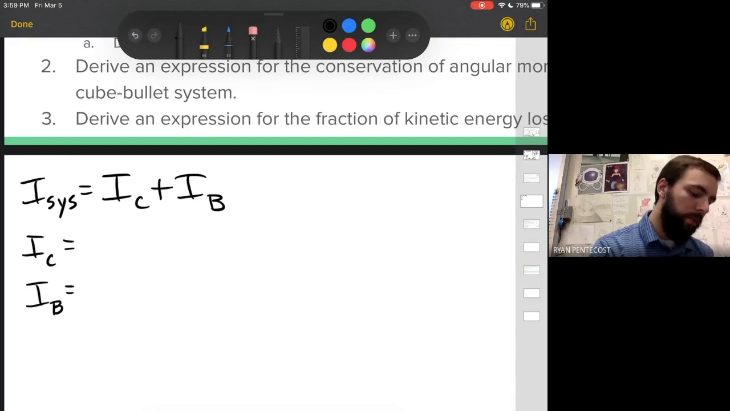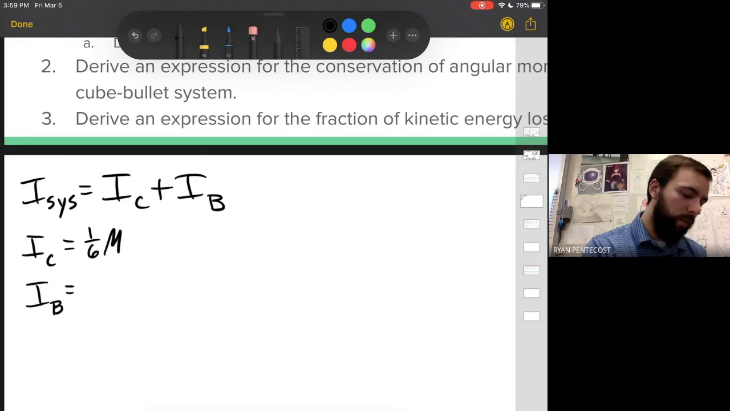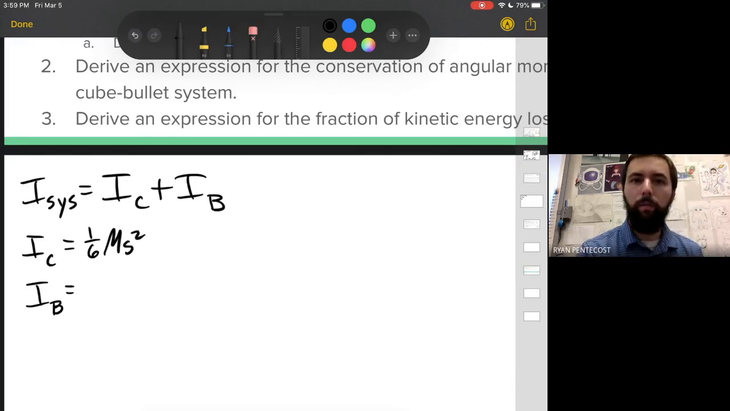Now, the moment of inertia of a cube we haven't used before, but it is 1/6 the mass of the cube times the side of the cube squared. This is a cube, right? Not some rectangular prism, not some long rectangular box or anything. This is a cube, right? So all sides must be the same length. That's why we use 1/6 M S squared.